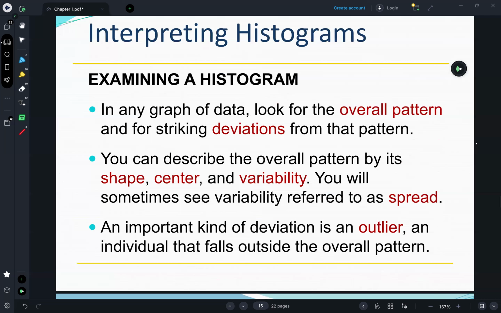So you want to examine the histogram, look for the overall pattern, look for any deviations, anything that looks different. Is there one peak or two peaks? If two, then you have bimodal. Look at the shape. Where's the center, where would that be? What's the variability? How spread out is it? How close together are the values? And also see if there are any outliers. That's an extreme value that's really far to the left or really far out to the right. Really small values or really large values.